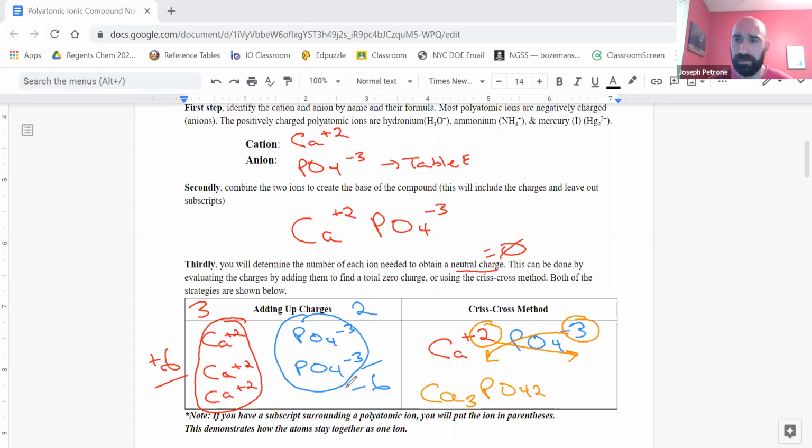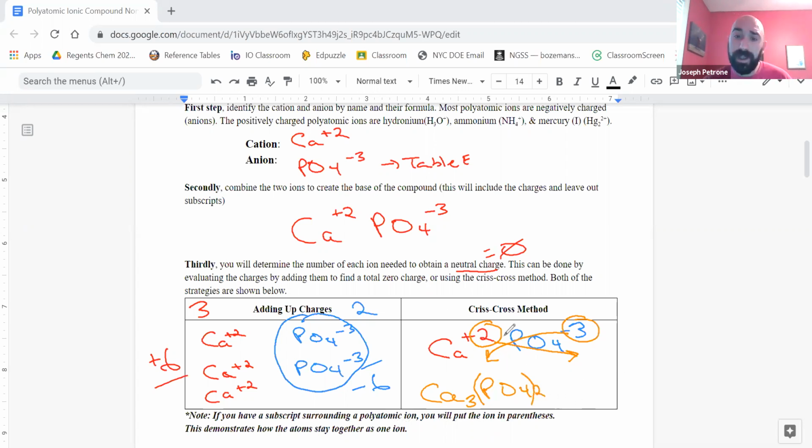So there's something we can do to fix this, and it's in this note down here. So it says, and I'm just going to erase this circle I made because I realize it's blocking part of this. It says, if you have a subscript surrounding a polyatomic ion, you will put the ion in parentheses. This demonstrates how the atoms stay together as one ion, and it also eliminates the confusion of it looking like we have 42 oxygens here. So to fix this, we are going to put parentheses around the phosphate ion, this PO4, and this 2 just goes after that group.